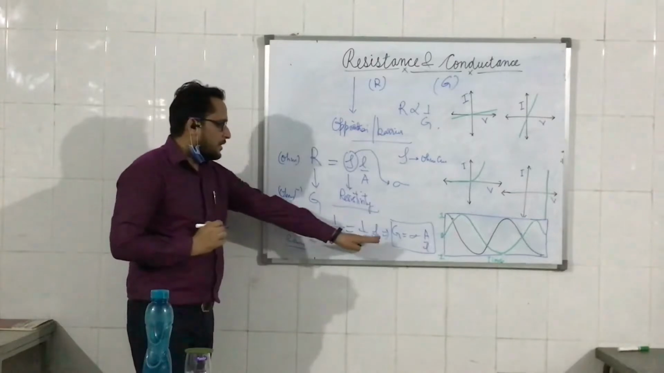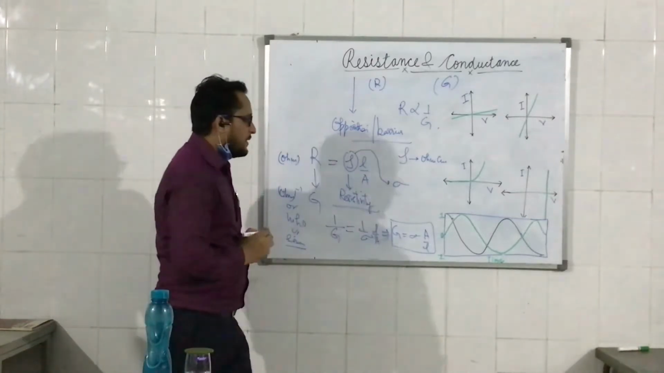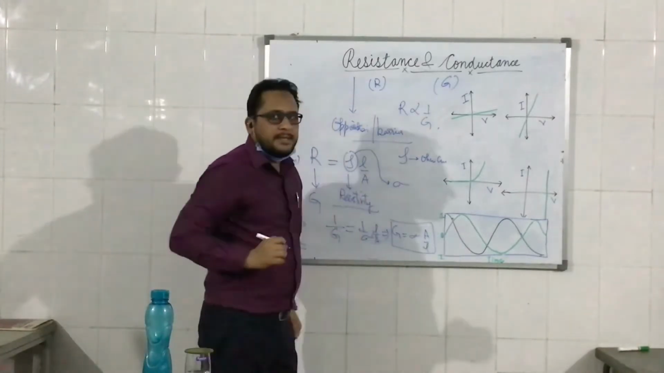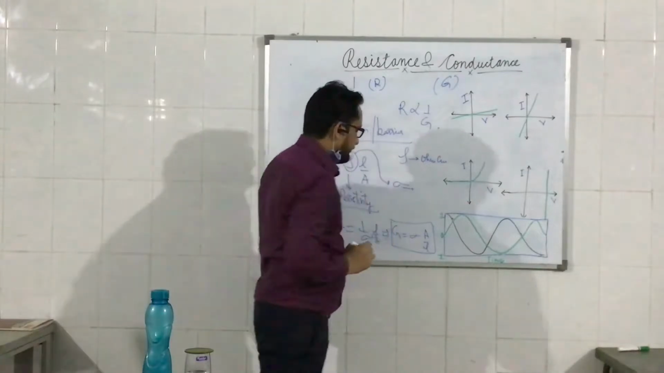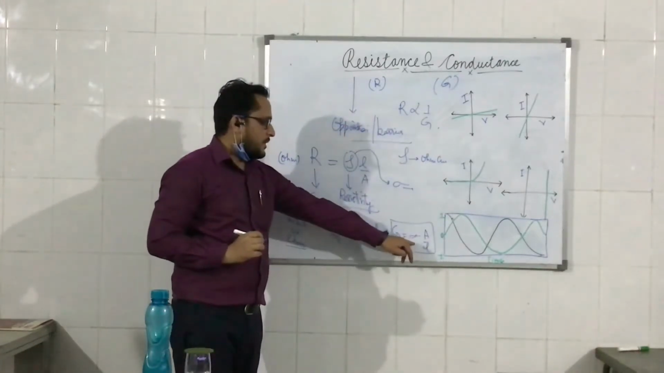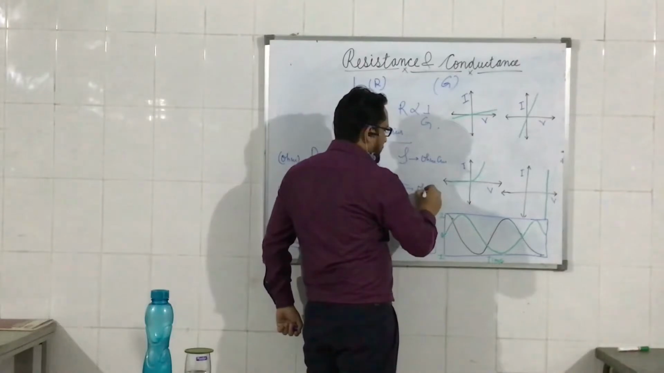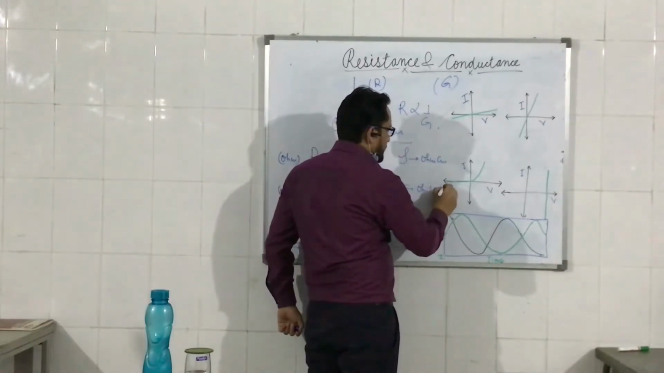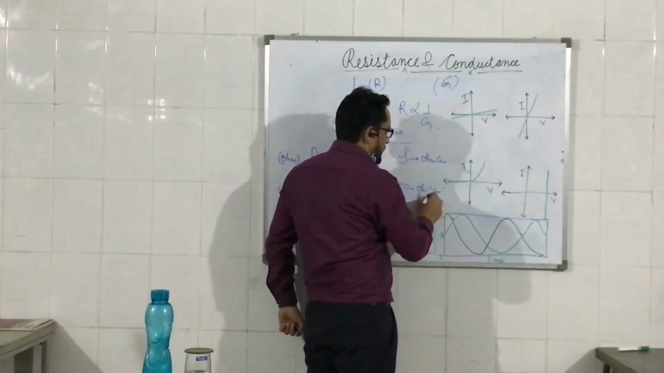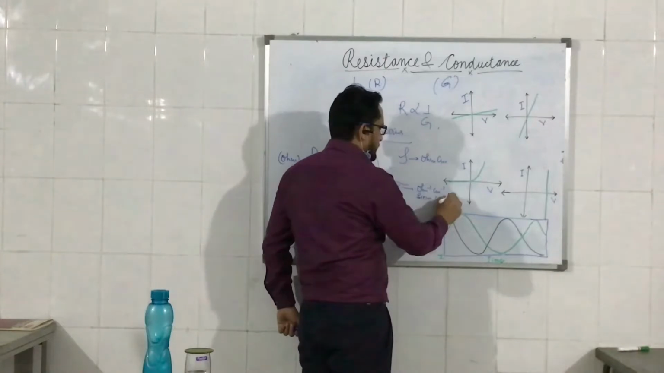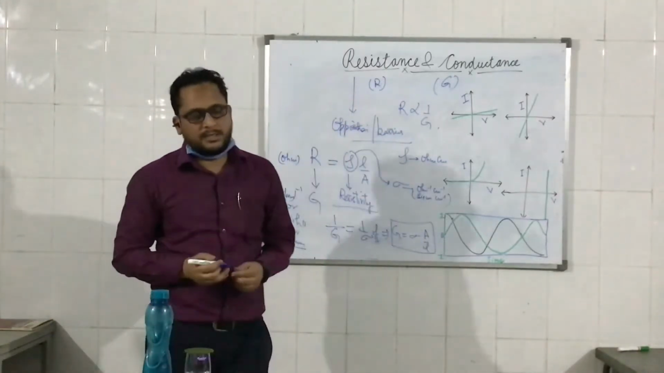Similarly, the unit of conductivity, from here you can calculate, is ohm inverse centimeter inverse or Siemens per centimeter. This is the unit of conductivity.